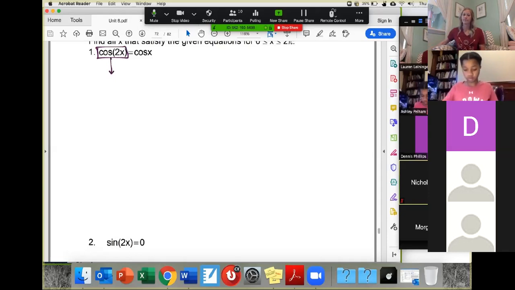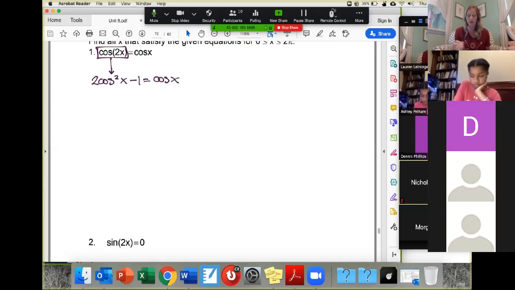2 cosine squared minus 1. Cosine squared minus 1. Okay, we're getting used to the fact that I need to use the one that has to do with the problem. And then really from this point, is this any different than what we've been doing? I mean, no, right? I'm just going to move everything to one side and factor.